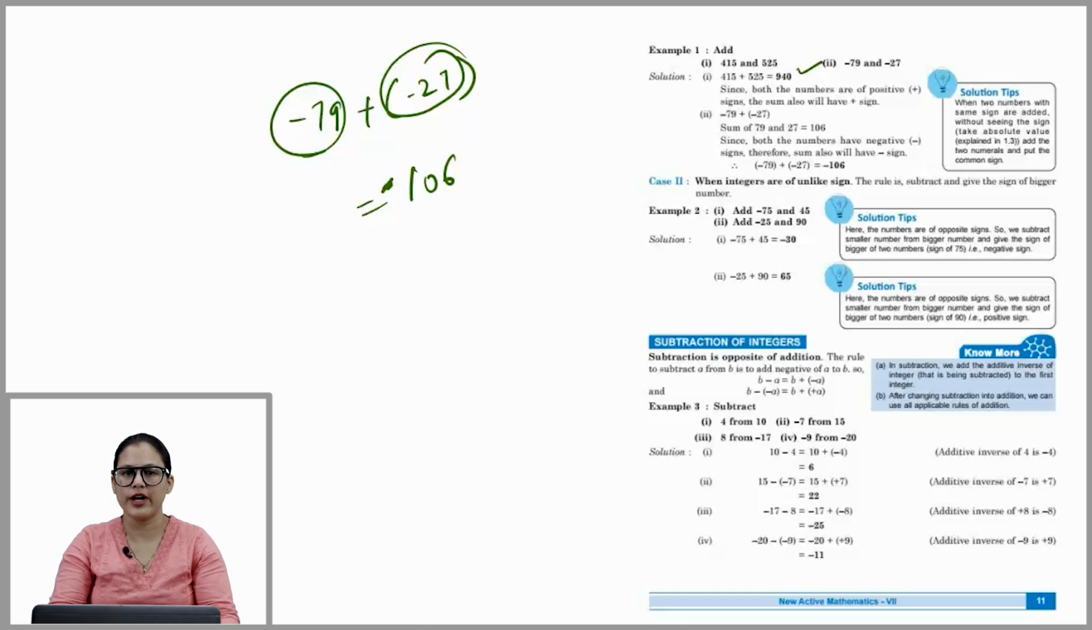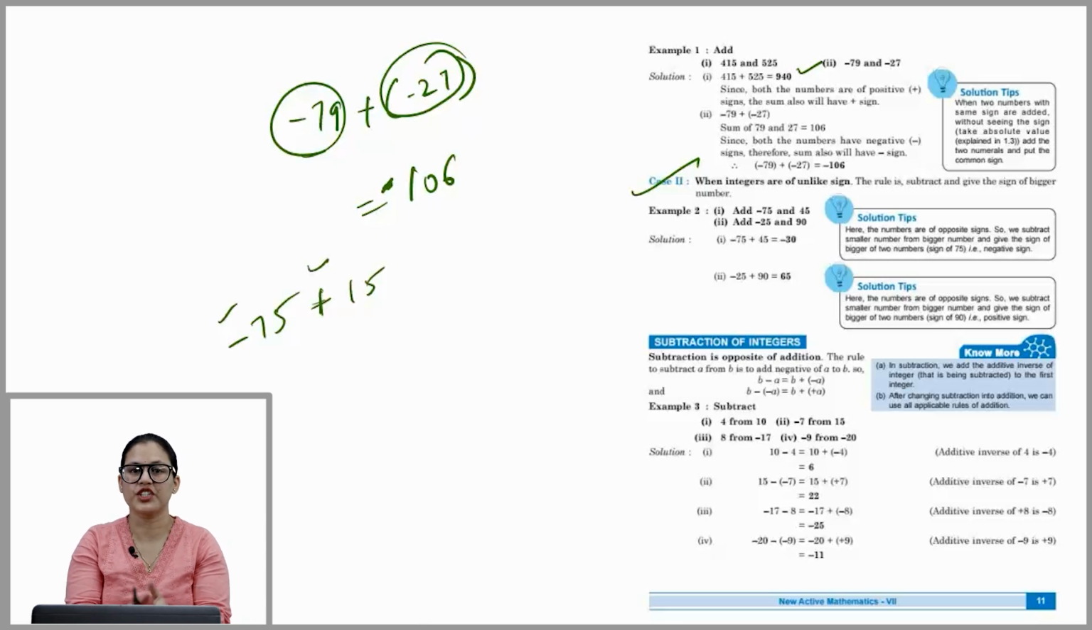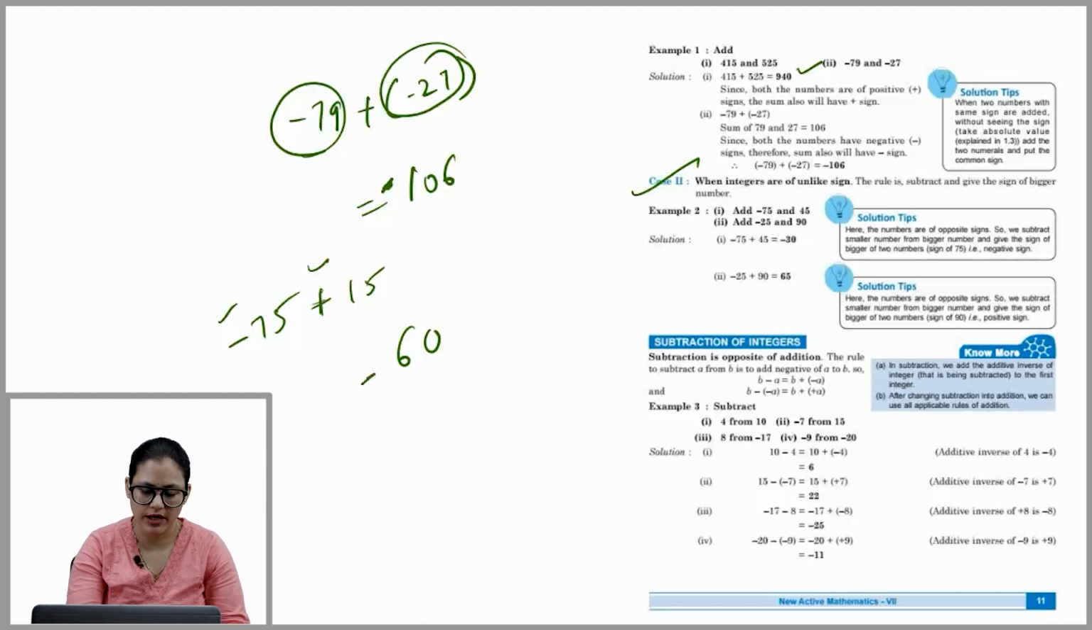Case 2. When integers are of unlike signs, means the signs are not the same, the rule is subtract and give the sign of the bigger number. So in this case, you are going to subtract the numbers. For example, add minus 75 and 50. Now we have both different signs. Now what will we do? We will subtract. So what will you get after subtracting? 60. Now what about the sign? You will get negative.